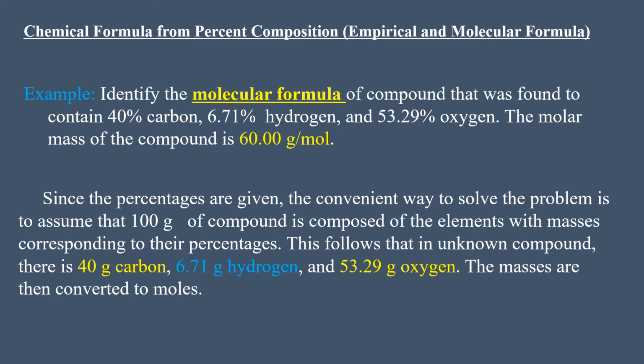Since the percentages are given, the convenient way to solve the problem is to assume that 100 gram of compound is composed of the elements with masses corresponding to their percentages. This follows that in a known compound, there is 40 gram carbon, 6.71 gram hydrogen, and 53.29 gram oxygen. The masses are then converted to moles. Let's continue. Here are the given values in tabular form.